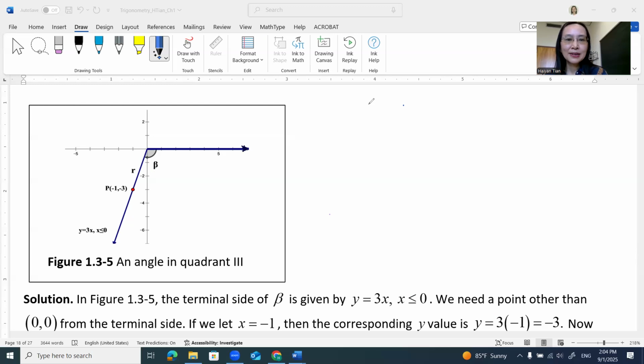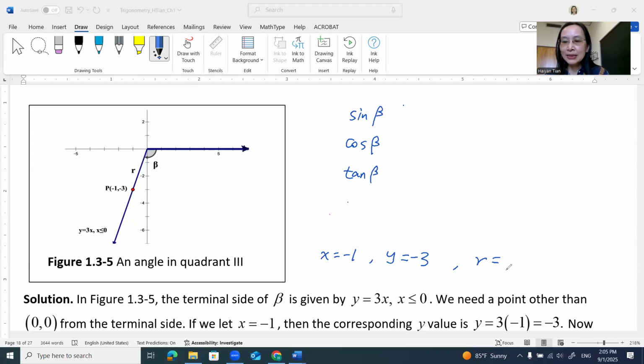So in order to find sine beta, cosine beta, etc., so all the 6 trigonometric function values for beta, we need to get a point on the terminal side. A point. Which point? Oh, we're given a point. You see that point P with x coordinate being -1, y coordinate being -3. Then we still need r, which is the distance from the origin to the point, right?